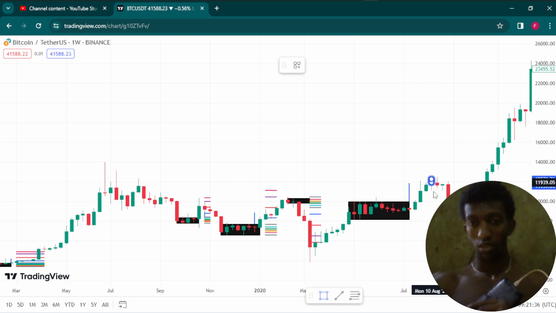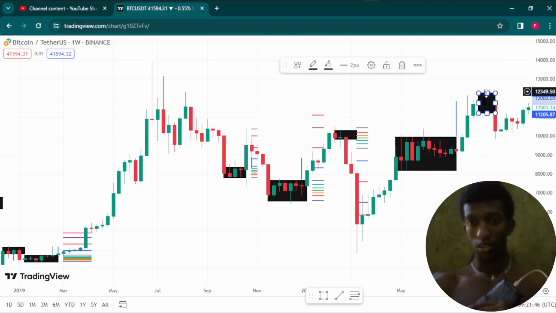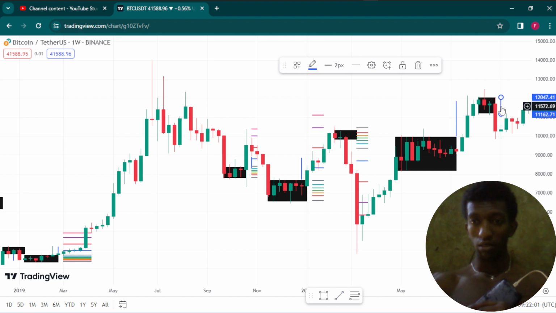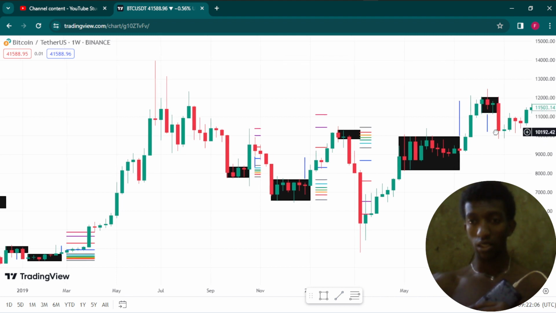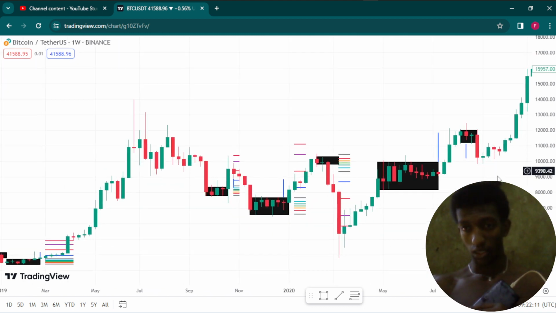But in this case, what we do is we connect this one because they are equal. You connect this one. You connect down here. What happened is we broke the downside, so you enter a sell. And you determine your TP by using this one. As you can see, your TP hit exactly at this candle. It's beautiful. Another great trade.